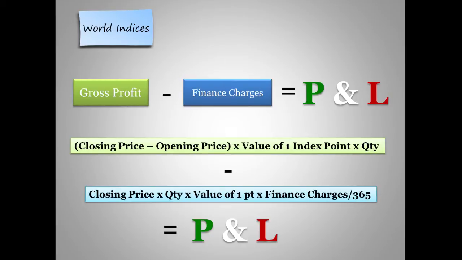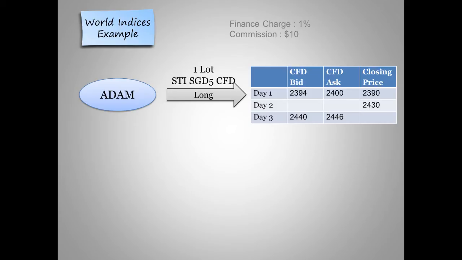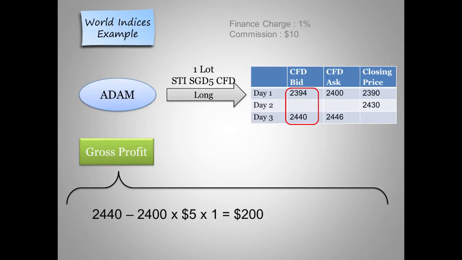Let us go through a simple example and explore how profit and losses are realized. Adam buys on the STI index and purchases one lot of STI CFD at the price of 2,400 points. He then exits 3 days later at 2,440 points. The value of one index point is $5. His gross profit would be $200.